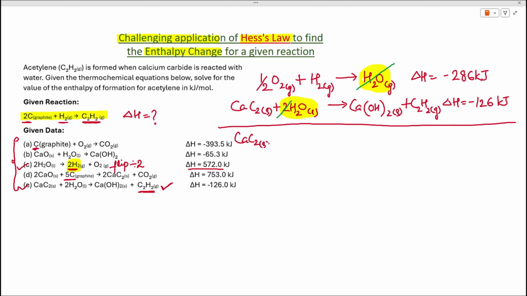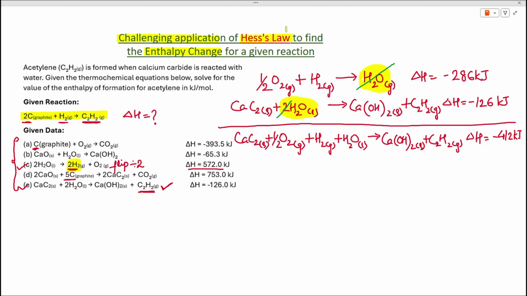CaC2, which is a solid, plus half O2, which is a gas, plus H2, which is a gas, plus H2O, which is liquid, and this gives us calcium hydroxide, a solid, and C2H2, a gas. Now when we add these 2 values of delta H, we get the value of delta H over here as negative 412 kilojoules.